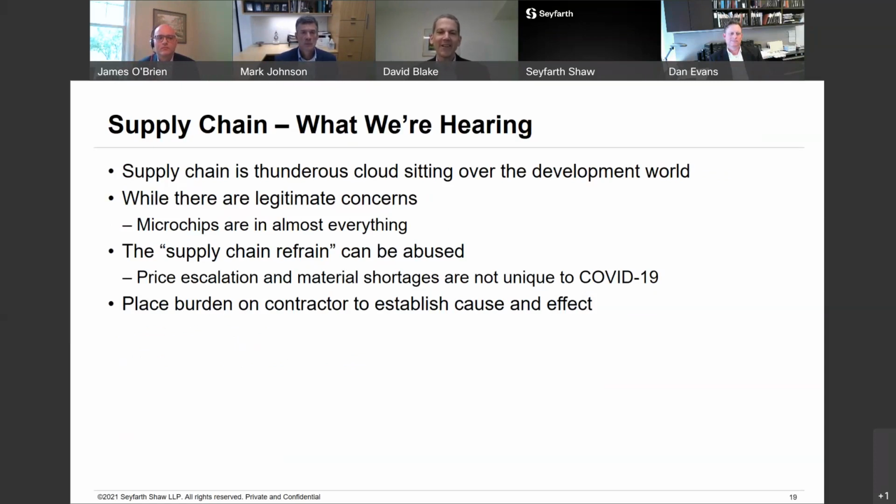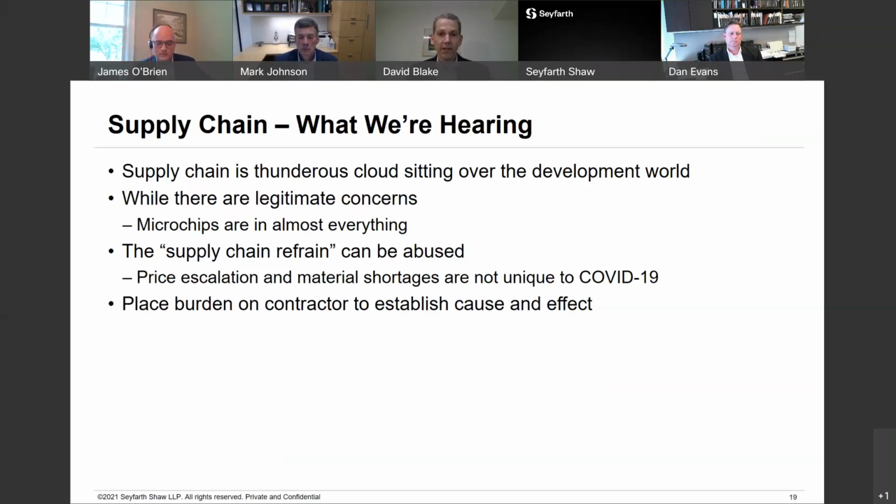It's just not clearing. And while there are certainly legitimate concerns involving COVID-19 in the supply chain, as we've seen, microchips are in almost everything, and they certainly have led to increased costs because of the slowdown in chip production, and that has in turn led to some delays on construction projects. The supply chain refrain can also be abused.